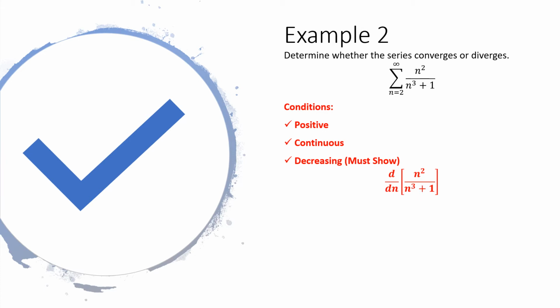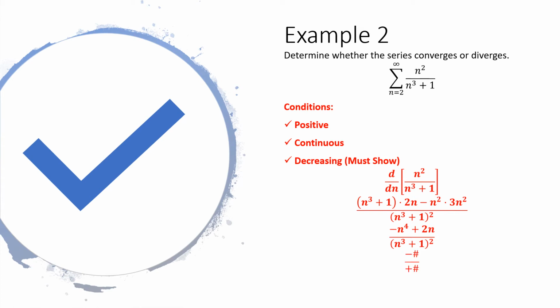And so when I take the derivative of the function, I need to show low d high minus high d low over low low. Low low is negative. So here we have low d high minus high d low over low low. When I clean that up, I get negative n to the 4th plus 2n over n cubed plus 1 squared.